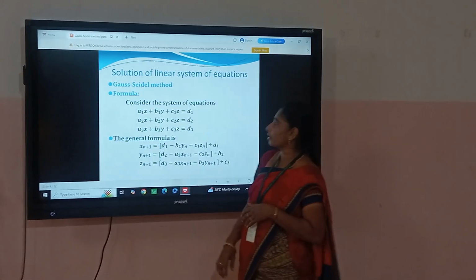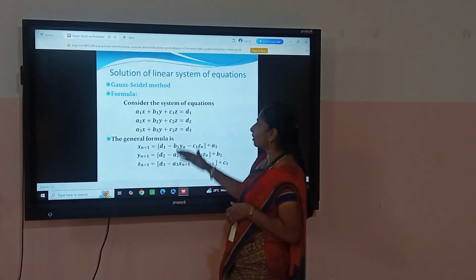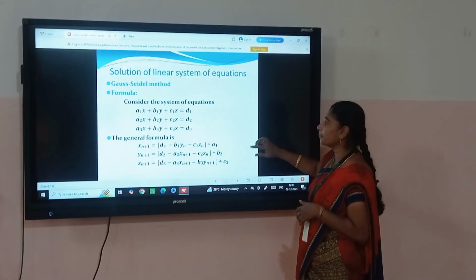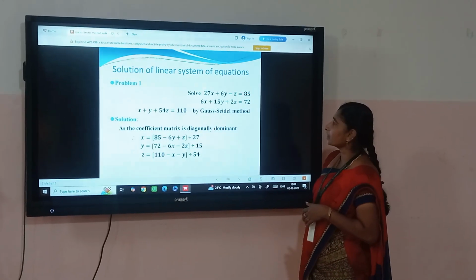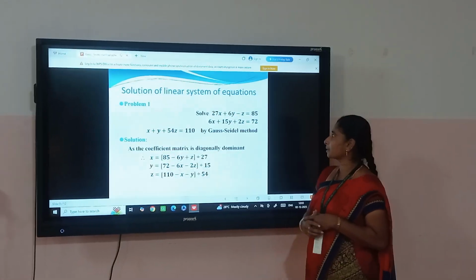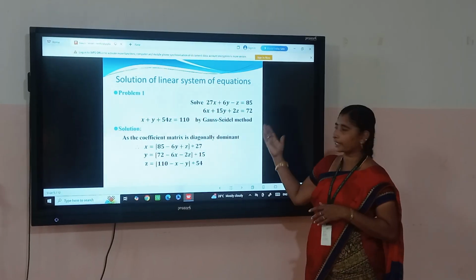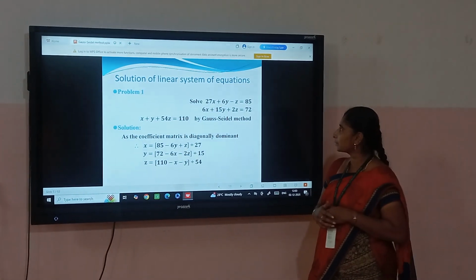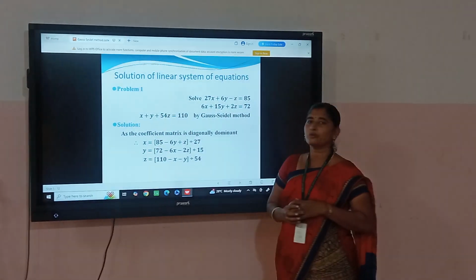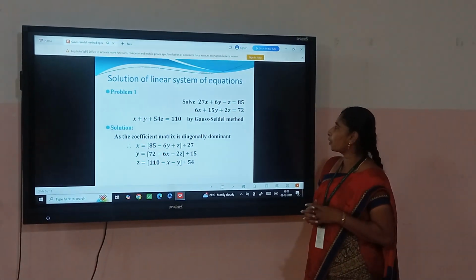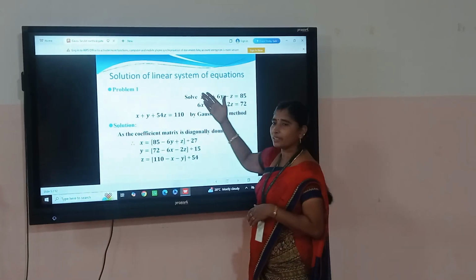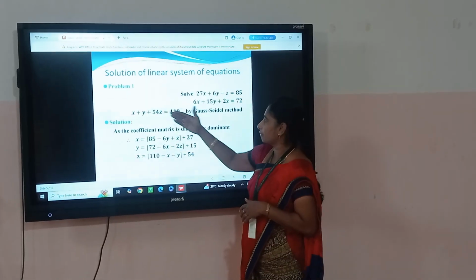So now see the example. Before that, the formula. We know that already this formula. So we go directly to the problem. The first problem: the equations are 27x plus 6y minus z equal to 85, then 6x plus 15y plus 2z equal to 72, then x plus y plus 54z equal to 110. So now we use the Gauss-Seidel method. What is given in the question, we have to write first.